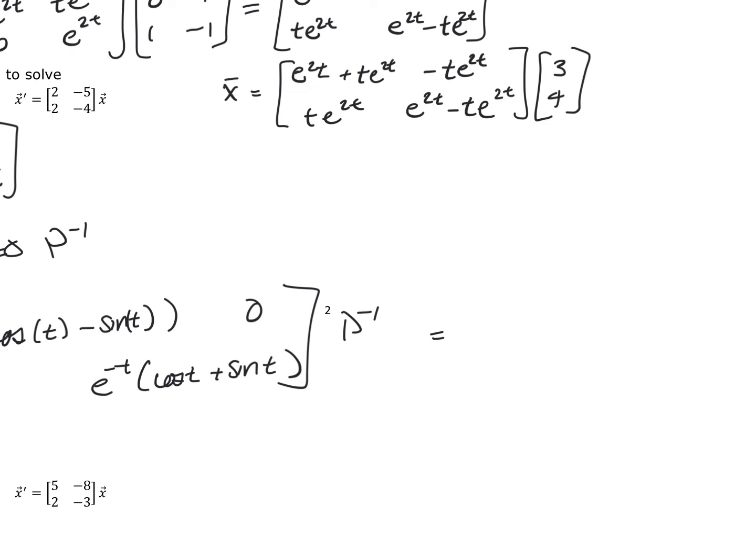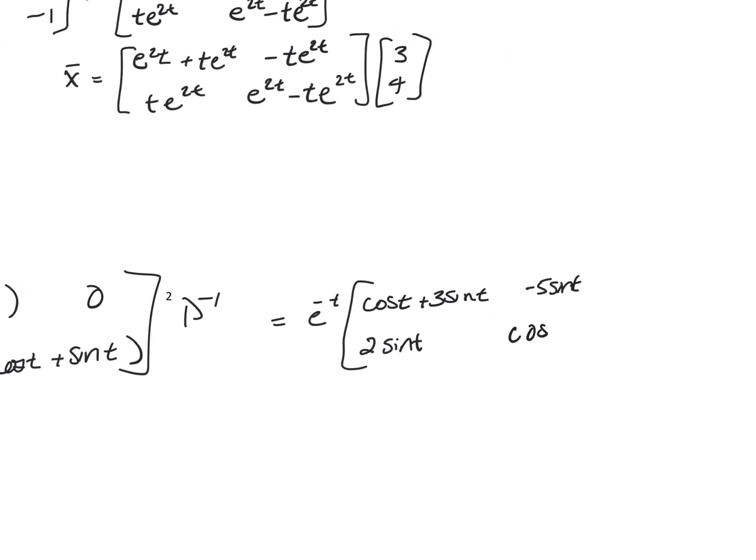I'll just give you the final answer. The final answer is e to the -t. I have the cosine of t plus 3 the sine of t in that first position, then -5 the sine of t. I have 2 the sine of t, and then in the last position will be the cosine of t minus 3 the sine of t. And that's it for that example.